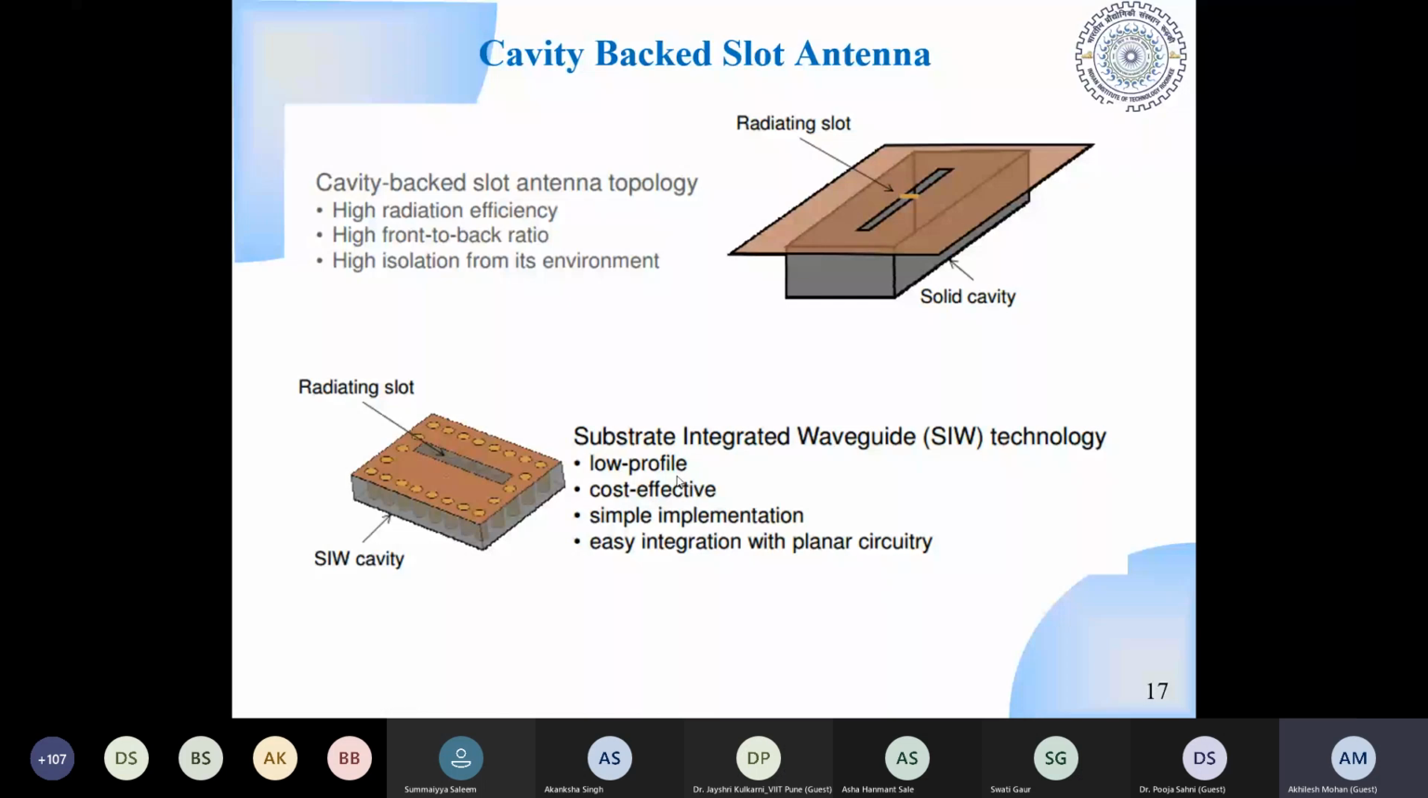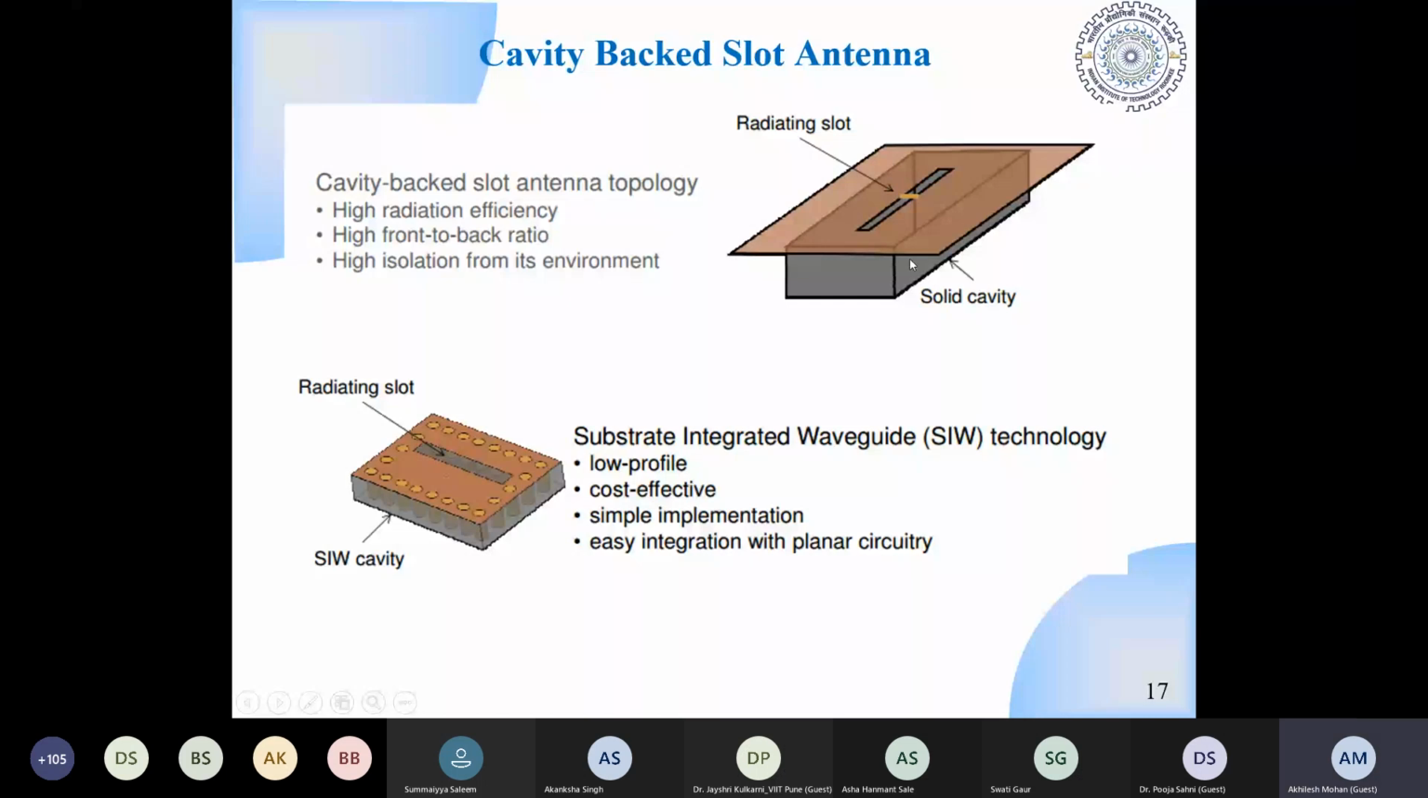Okay, it can be done. Now here, you need to excite the slot. Or you can do another thing: you excite the cavity, let the different modes of the cavity get excited, then this slot will radiate. So we will use the same thing in our structure, in our design.